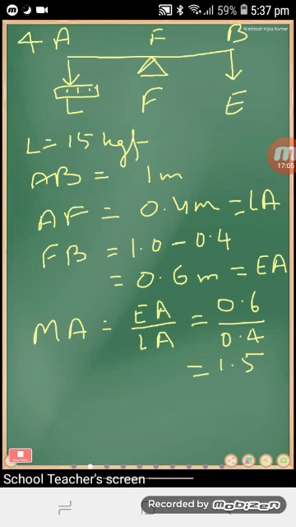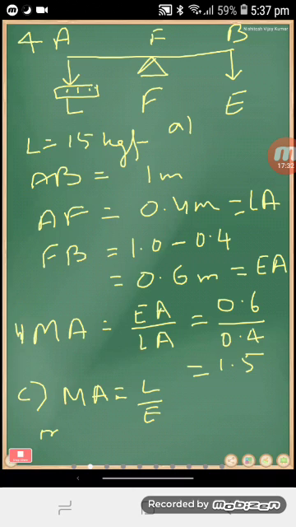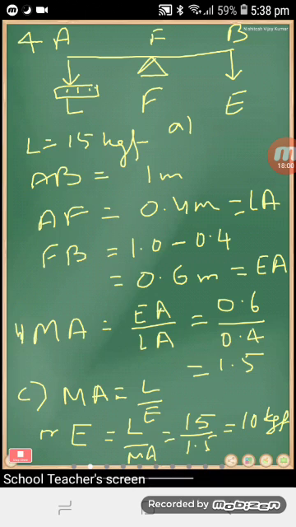So this is your B part. First A part I hope all of you know, that is why I have not told you. This is class 1 lever. And then C part, we have to find out the value of E. So again E we can find using MA is equal to L upon E, or E will be equal to L upon MA. L is given as 15, MA is 1.5, so it comes out to be 10 kgf.